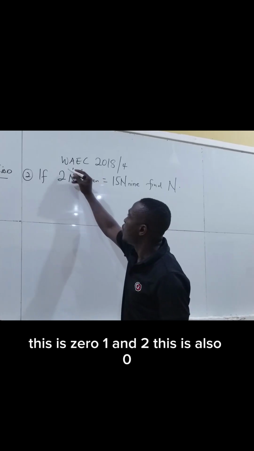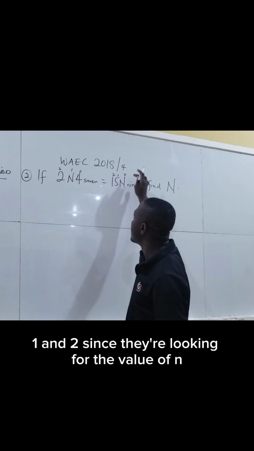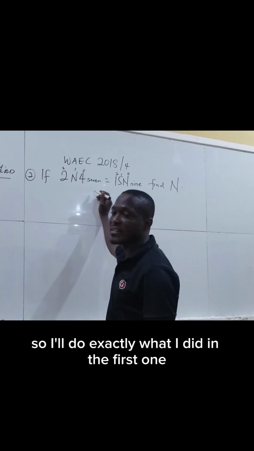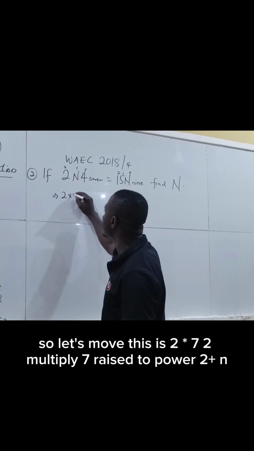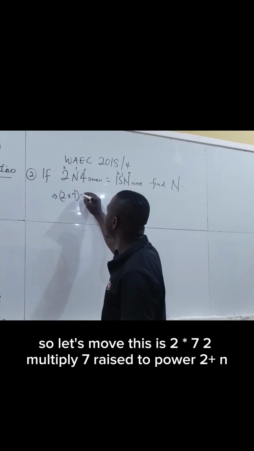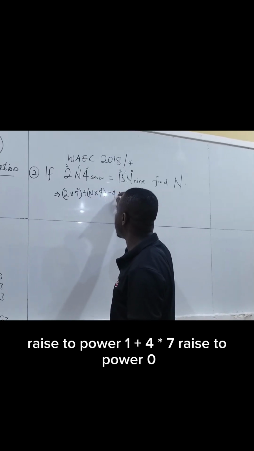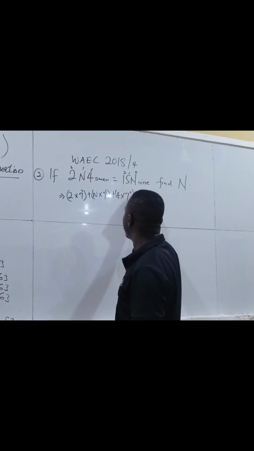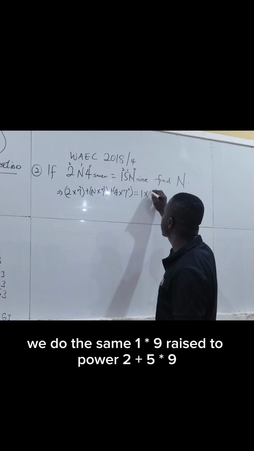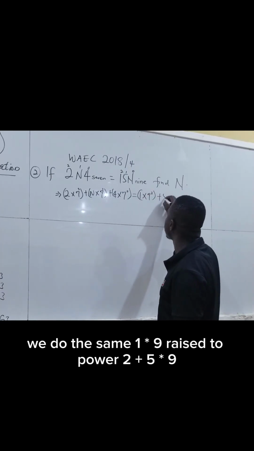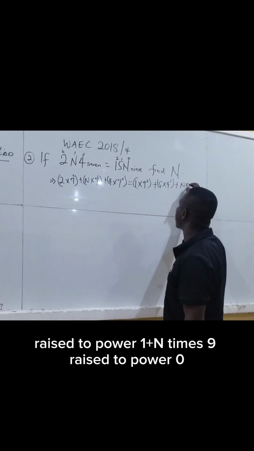This is 0, 1, and 2. This is also 0, 1, and 2. Since they're looking for the value of n, I will do exactly what I did in the first one. So let's move. This is 2 times 7 raised to power 2 plus n times 7 raised to power 1 plus 4 times 7 raised to power 0 equals to, this one is in base 9, we'll do the same. 1 times 9 raised to power 2 plus 5 times 9 raised to power 1 plus n times 9 raised to power 0.